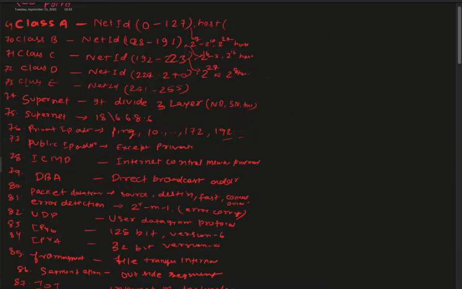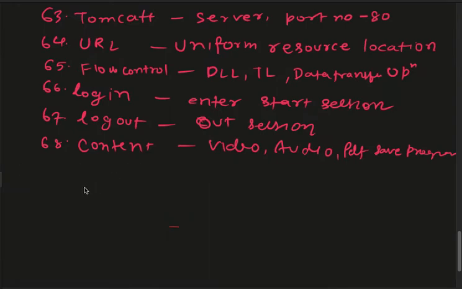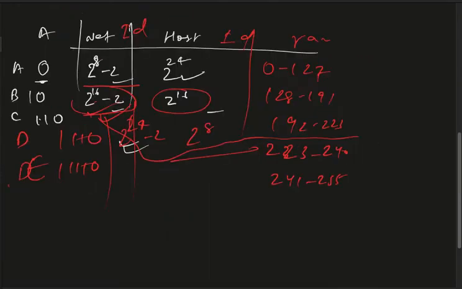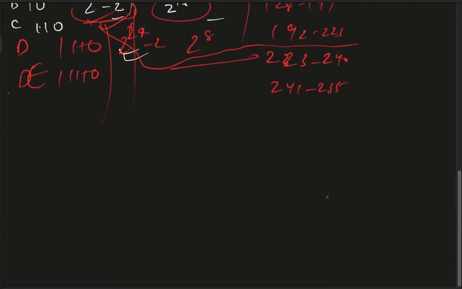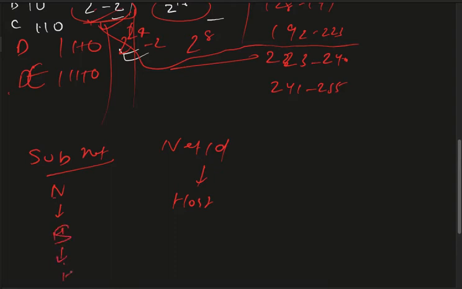After this discussion: this is class A, class B, class C, and this is subnet and supernet. Look, first there is net ID and host ID, so two layers, but subnet is three layers: net ID, subnet ID and host ID. So this is a three layer package, and this is a two layer.